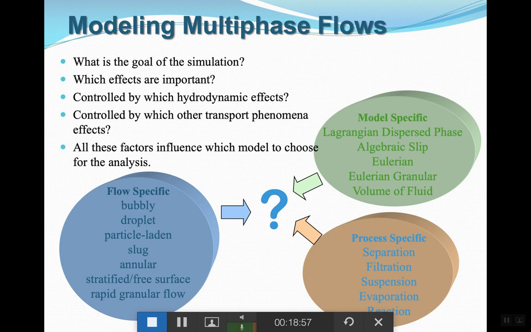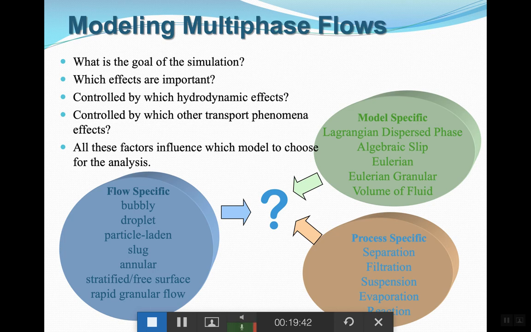So you will choose, okay, if I have a droplet flow, is it better for me to use Eulerian, algebraic, Eulerian granular, volume of fluid, or what? If I'm dealing with bubbly flow, now what model should I use? So the second thing you will decide is the simulation model that you will have. Once you have these two, you have the basis for your simulation. Now the only thing remaining is to see if there is anything extra. If there is evaporation, if there is reaction, if there is suspension, if there is filtration, or any other things.